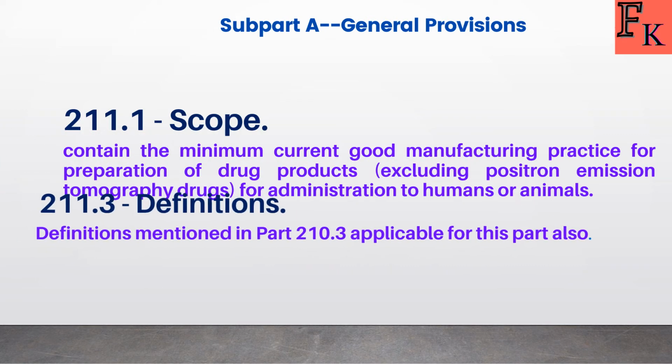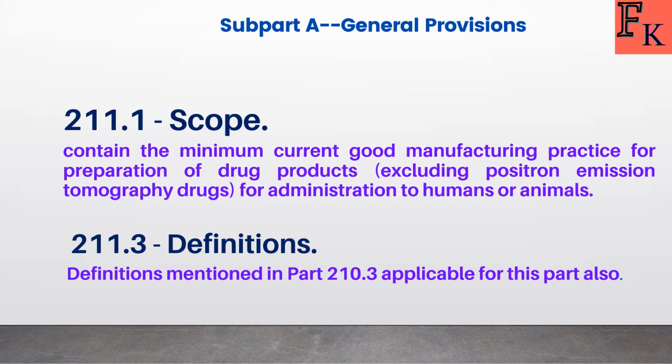And the second section is definitions, that is 211.3. Here they have given that the definitions in part 210.3 are all applicable to this part also. So definitions such as batch, drug product, active ingredient, inactive ingredient, in-process material, lot, and yield, given in part 210.3, are applicable to part 211 also.